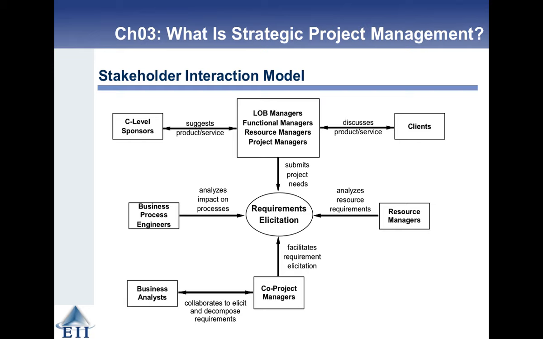And then within the company you've got business process engineers, who figure out how the business is going to change to meet whatever the C-suite has asked for. You've got the resource managers, how are they going to find the people to do whatever it is needs to be done. And then you've got project managers, business analysts, which have a look at the requirements that everybody's elicited and try to form teams to make the projects happen, or to form the projects and then make the projects happen.